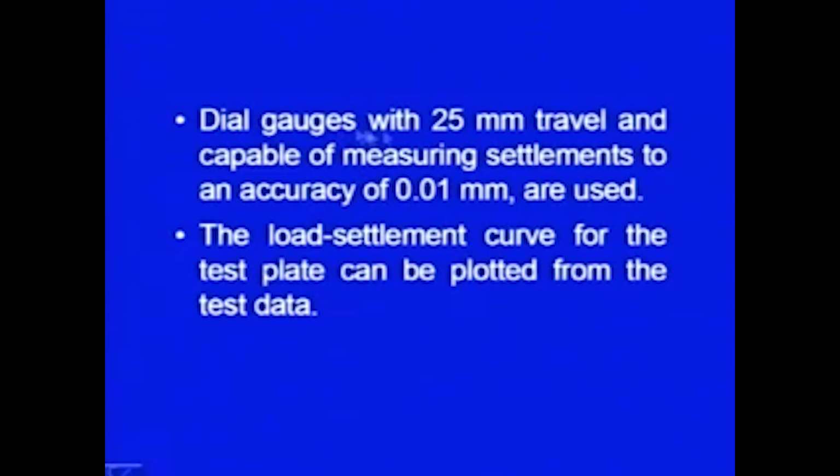The dial gauges with 25 millimeter travel and capable of measuring settlements to an accuracy of 0.01 mm are used. So, the important point is we should measure the settlements to an accuracy of 0.01 millimeter. This value can be more than 25 also. And then from this test data, the load settlement curve for the test plate can be plotted.